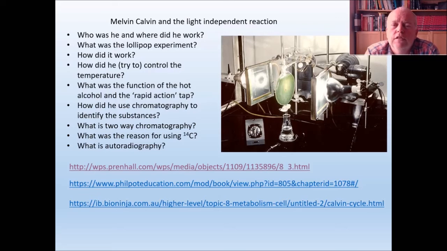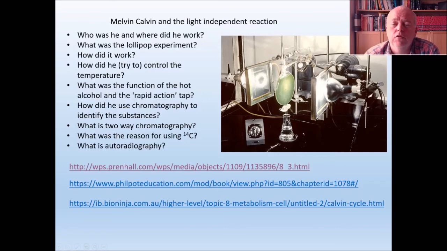So in photosynthesis, there are actually two stages to the reaction. There's the light-dependent reaction, and there's the light-independent reaction. And Melvin Calvin did a lot of work with his team and figured out the basic processes that took place in the light-independent reaction. And your task is to find out what he did and how he did it. A really famous experiment.